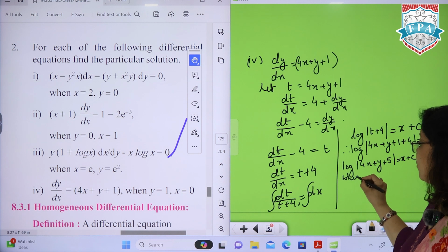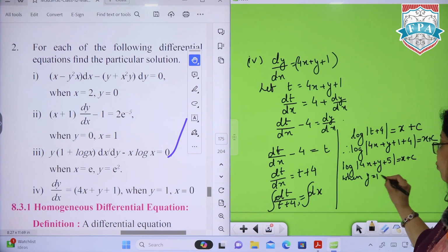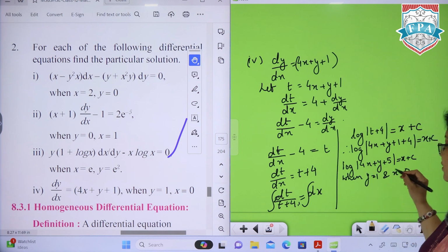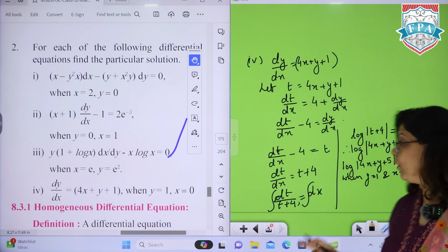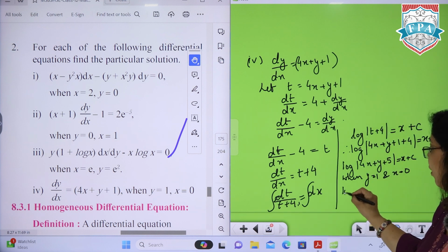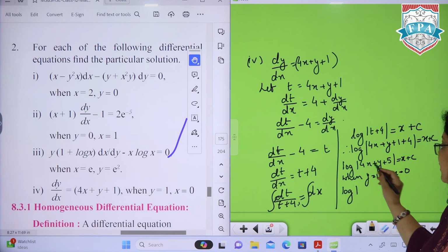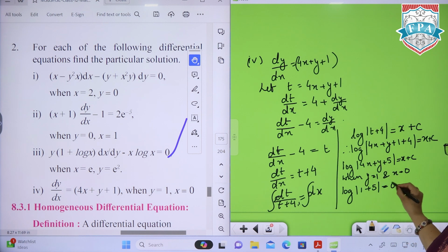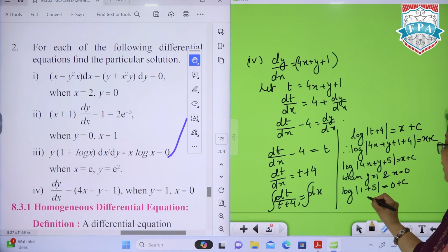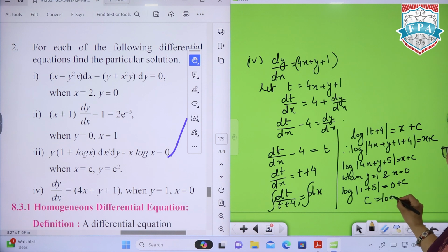Now once you get this value, we'll come to the particular solution. So for particular solution, we are going to write when y is equal to 1 and x is equal to 0. So let's put the values over here. Log of, x is 0, so 0 comes, y is 1, plus 5 is equal to 0 plus c. So we'll get the value of c as log 6.